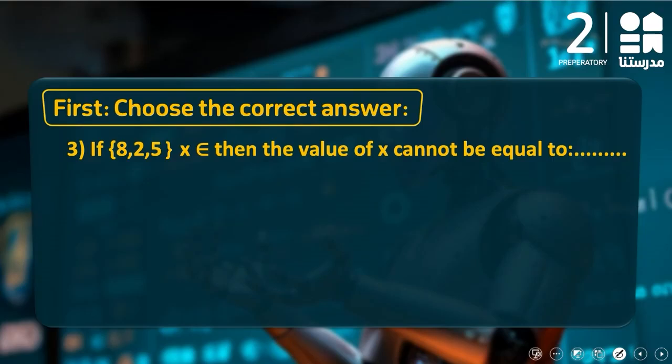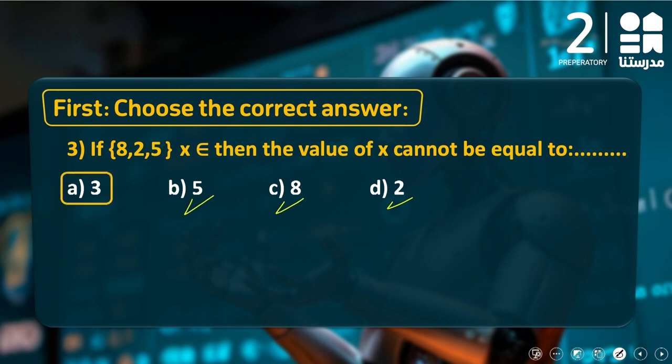The third question: if x belongs to this set, we have a set of numbers containing 8, 2, and 5. Then the value of x can't be equal to which of the following values? Because x belongs to this set, x can be 8, 2, or 5. So the only value that can't be x is 3, and 3 is the correct answer.